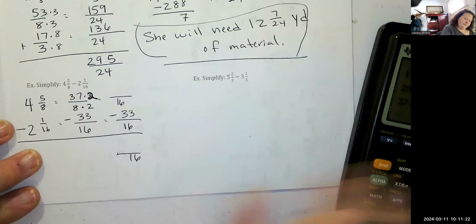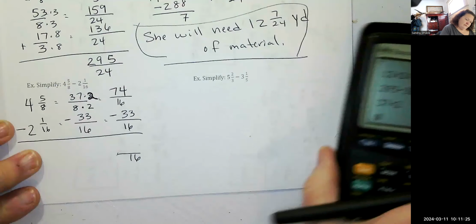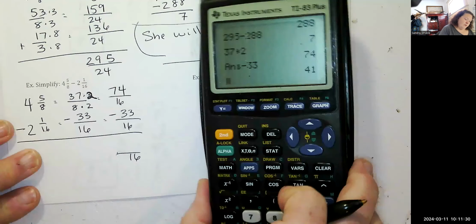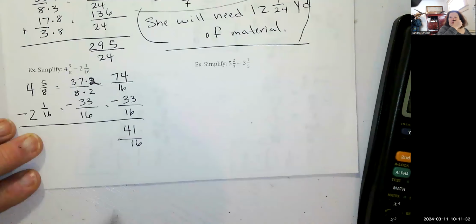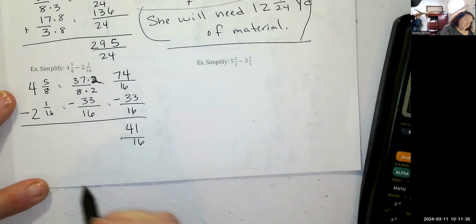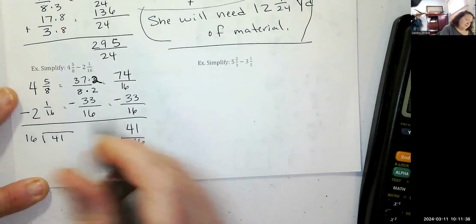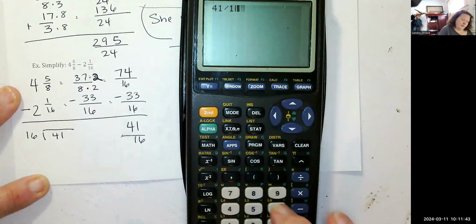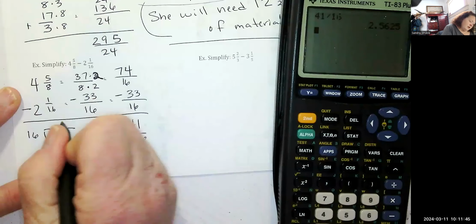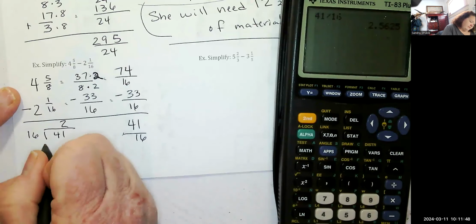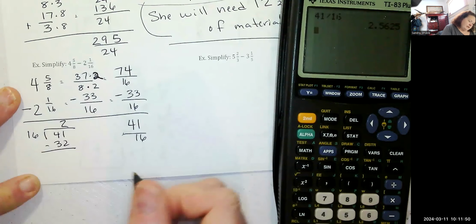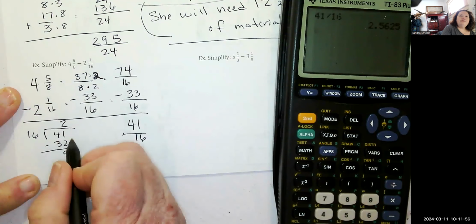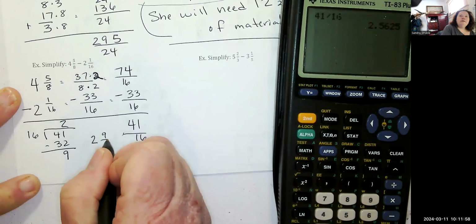So that's 74. 74 minus 33 is 41. It is an improper fraction, so we have to switch it around. 16 goes into 41. How many times? 2 times. 2 times 16 is 32. We're going to subtract, and we get 9. So for this, it's 2 and 9/16.